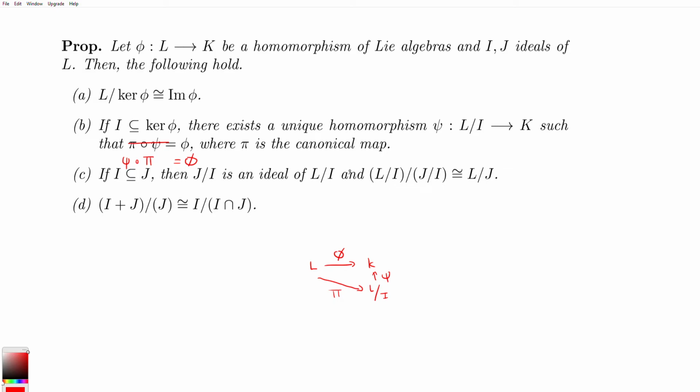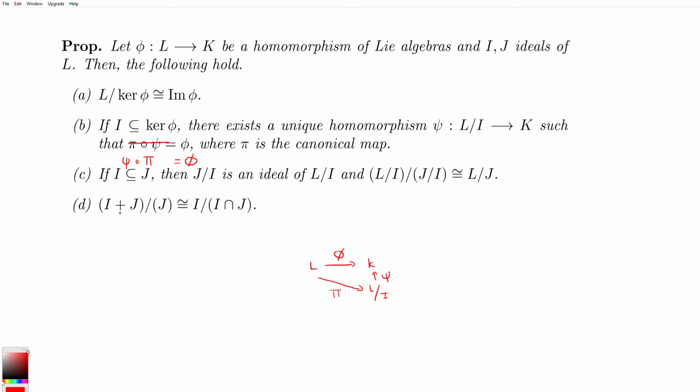Okay, so I hope that's clear. Third is that if I, as an ideal, sits inside of J, then J mod I is an ideal of L mod I, and L mod I quotient out J mod I is isomorphic to L mod J. So this is kind of interesting. Someone who just knows division might say, oh yeah, it's obvious, you just cancel out the I's. Oh, I guess that's one way to think about it, but that's not really how it works. And so this is kind of cool.